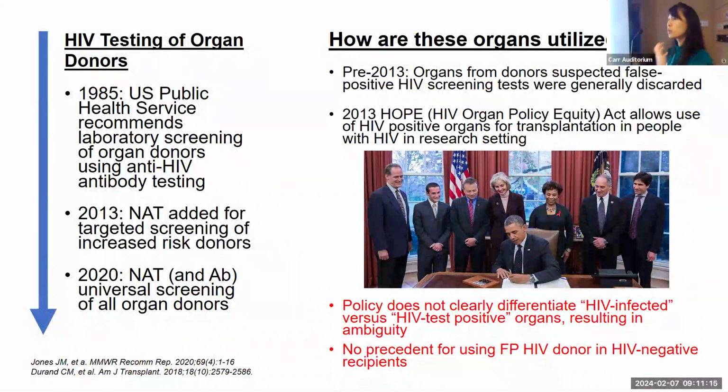HOPE program. But as you think about it, there are actually way more HOPE organs than there are HOPE recipients. So a very large proportion of these organs still get discarded or are not adequately utilized. And there's actually no clear precedent for using even a false positive HIV donor in HIV negative recipients. So that's the background.